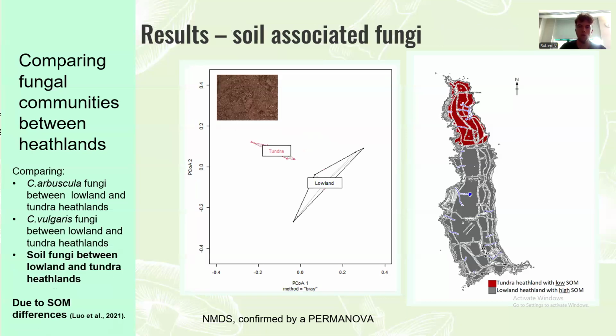And finally, a similar result for soil. I found that there was statistically a difference between the tundra and lowland heathlands' community composition. As you can see, there's no overlap. And this is likely due to differences in soil organic matter. The lowland heathland had a high level of soil organic matter, and a Shannon index found that they also had higher levels of diversity there. So soil organic matter correlated with diversity. And this is expected because with higher soil organic matter, there are more organic compounds, which would allow for a larger diversity of fungi, due to increased levels of different niches.